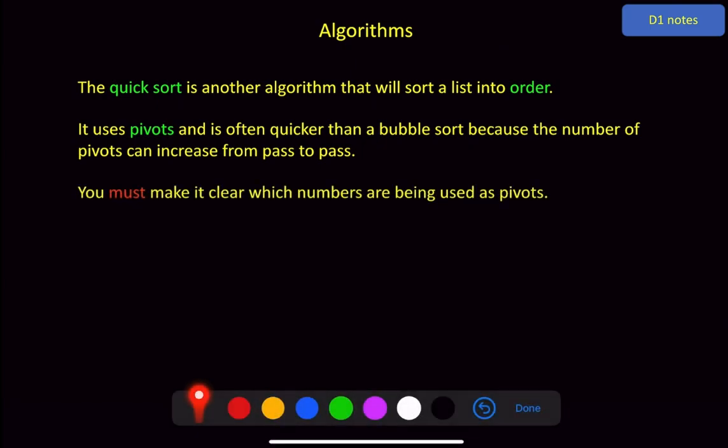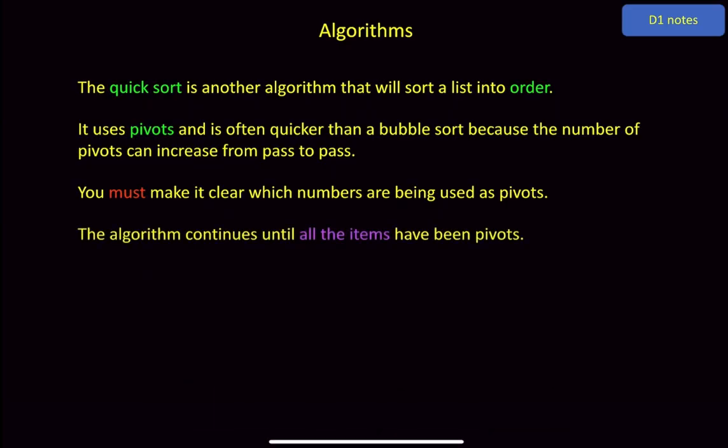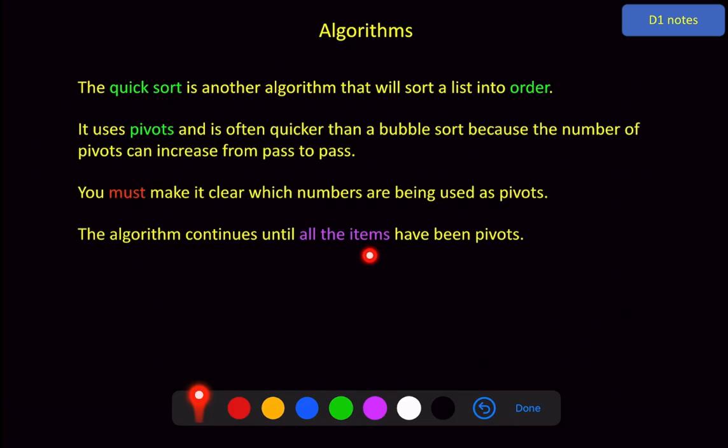You must make it clear which numbers are being used as pivots. That is always said in an exam. What I would suggest is that you put a circle around the pivots and you also list them on the side, because that's how I tend to see it written in the exam mark scheme. The algorithm continues until all the items have been pivots. Now that might seem like it's not going to be very quick if all items have to be pivots, but because you might have more than one pivot per pass, it's not as bad as it might seem.